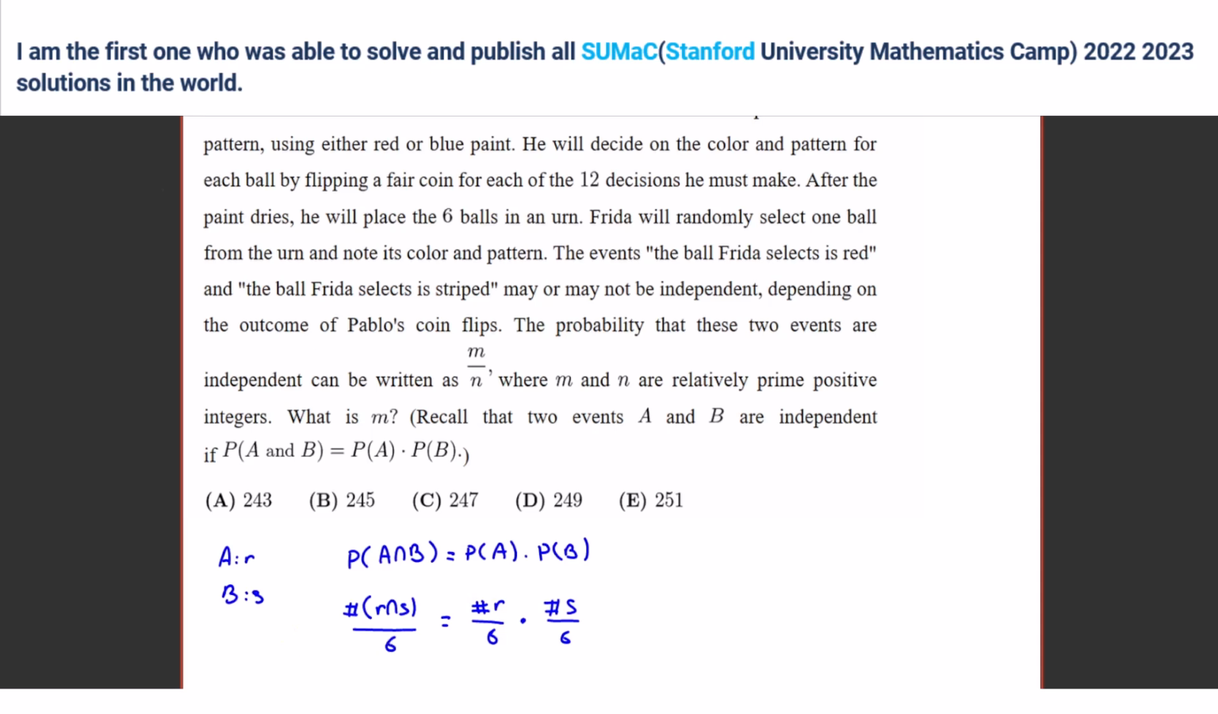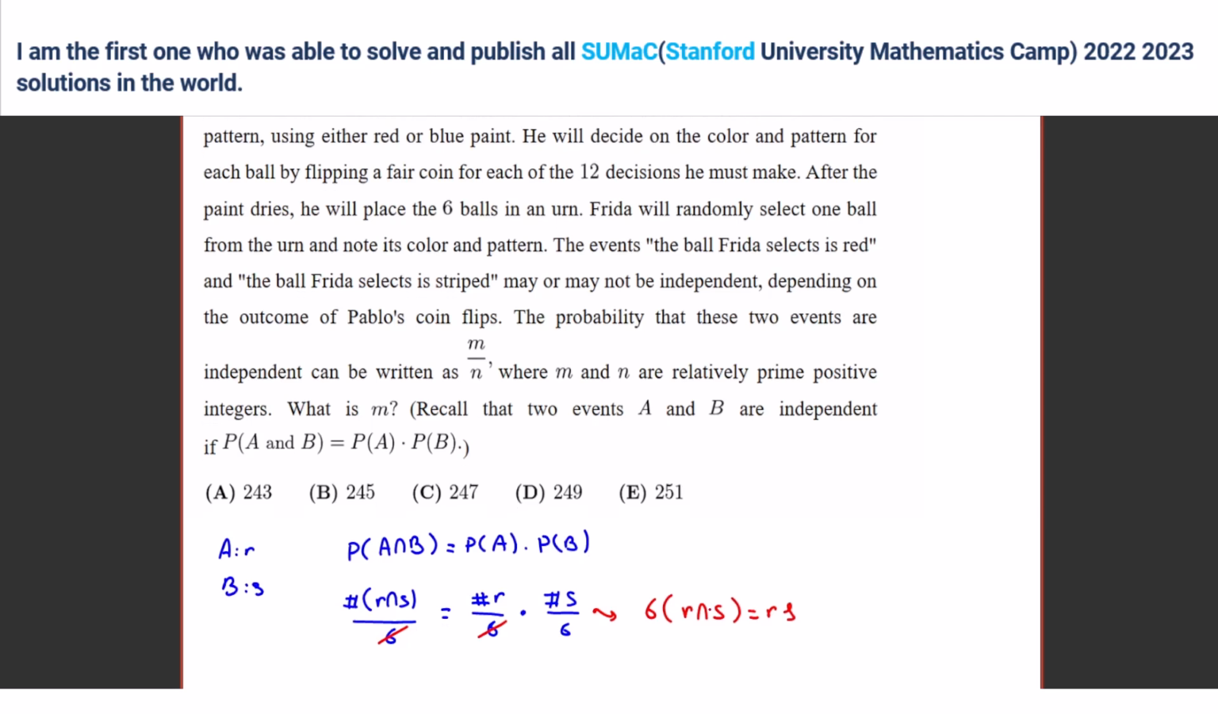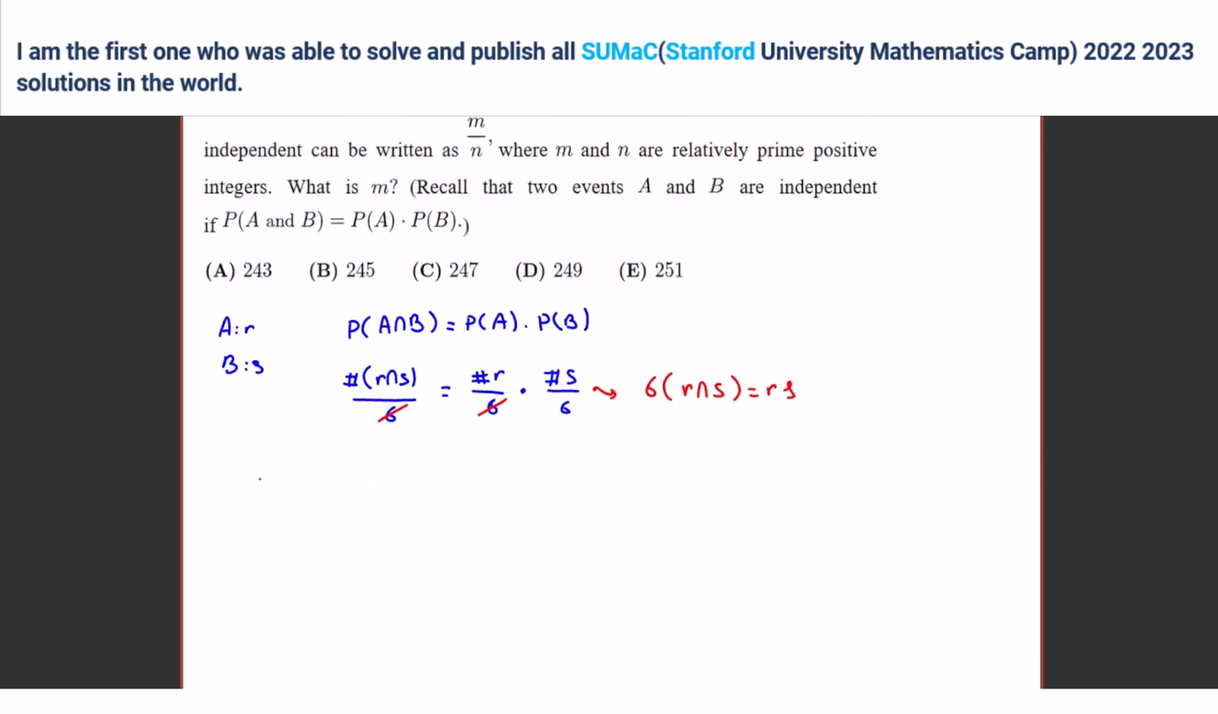Okay, we can divide or we can multiply both sides by what to simplify? 6. Yes, if we want to get rid of the denominators, we can multiply by 6. So 6 times R intersect S should be equal to RS, right? Mm-hmm.